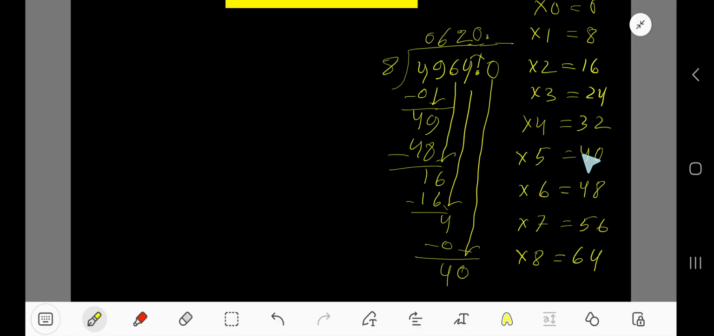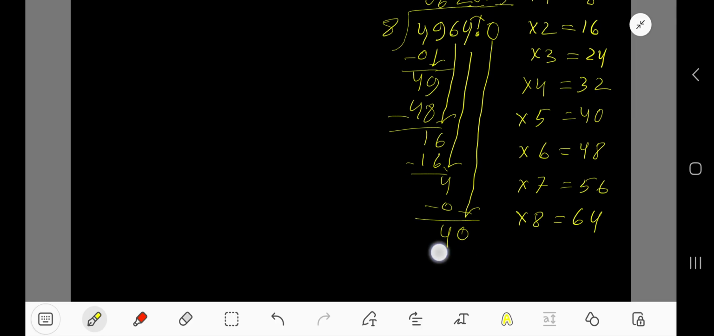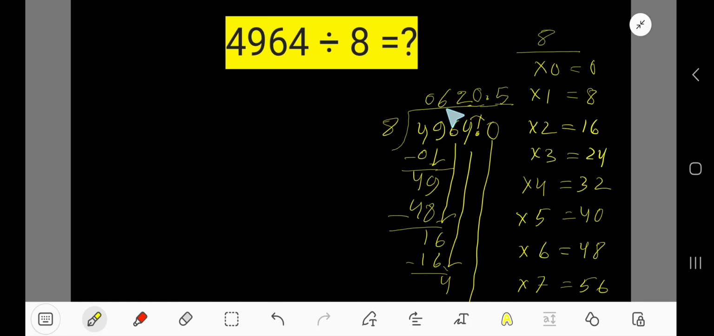8 goes into 40 how many times? It goes into 40 5 times, right? 5 times 8, 40. Subtract, 0. So our answer is this. This 0 doesn't have any value. So 620.5 is our answer.